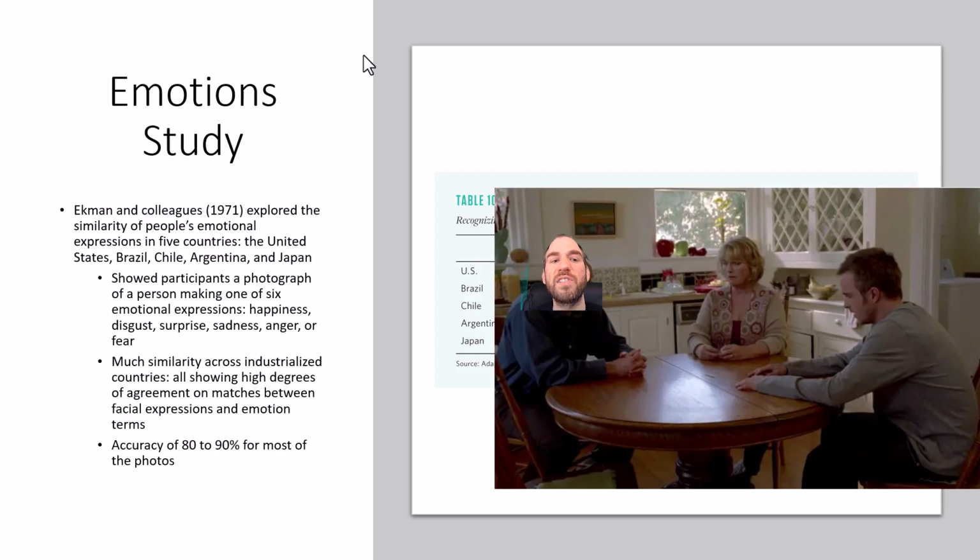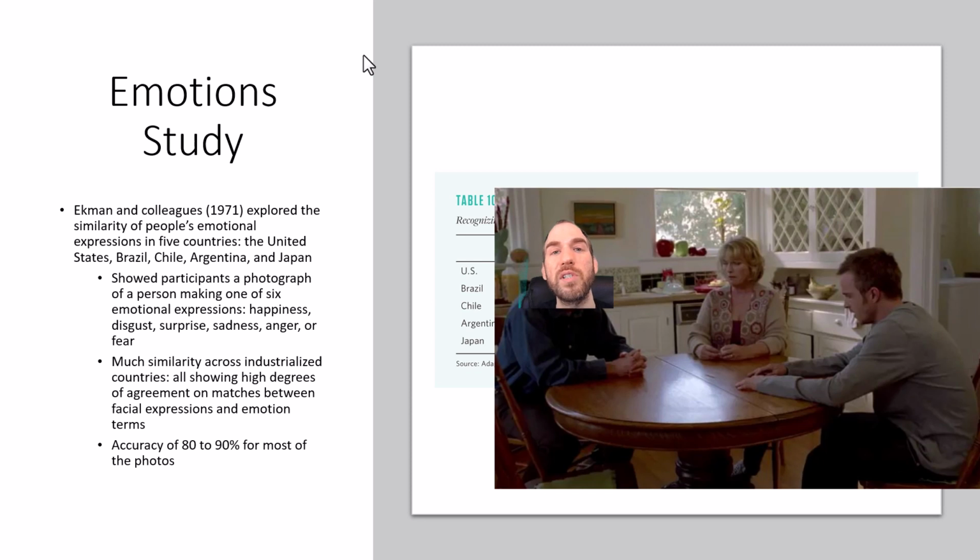For example, one study in 1971 from Ekman, a famous psychologist in this field, explored the similarity of people's emotional expressions in 5 countries: the US, Brazil, Chile, Argentina, and Japan. What these researchers did was show participants a photograph of a person making one of 6 emotional expressions: happiness, disgust, surprise, sadness, anger, or fear, aka those basic emotions. There was much similarity across industrialized countries. All showed high degrees of agreement on matches between facial expressions and emotional terms, with accuracy of 80 to 90% for most of the photos.